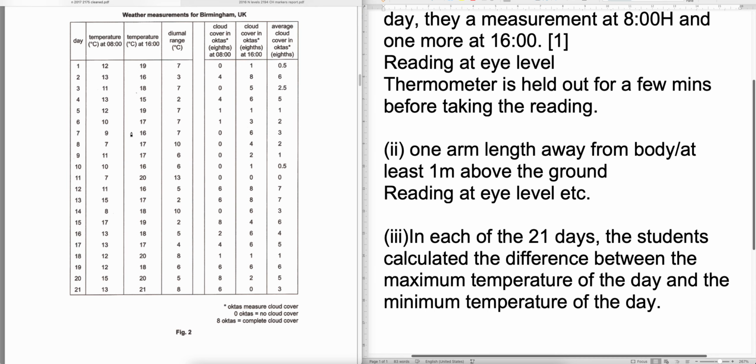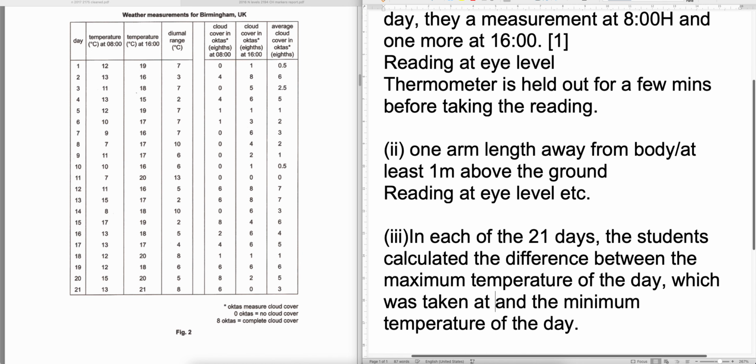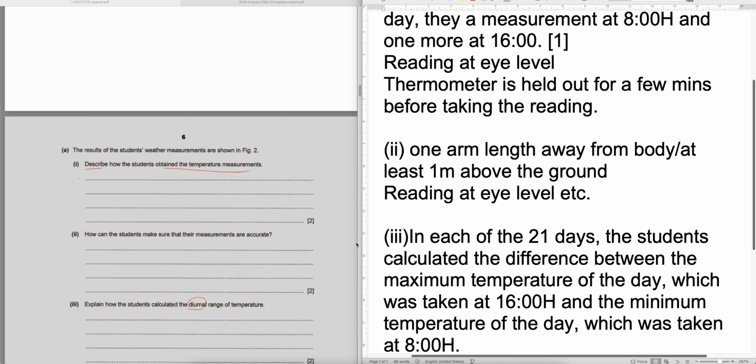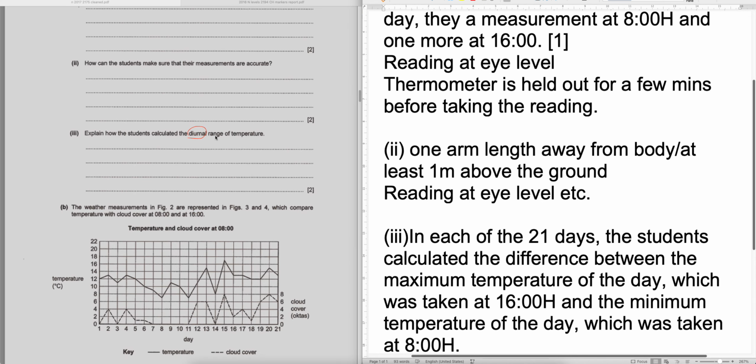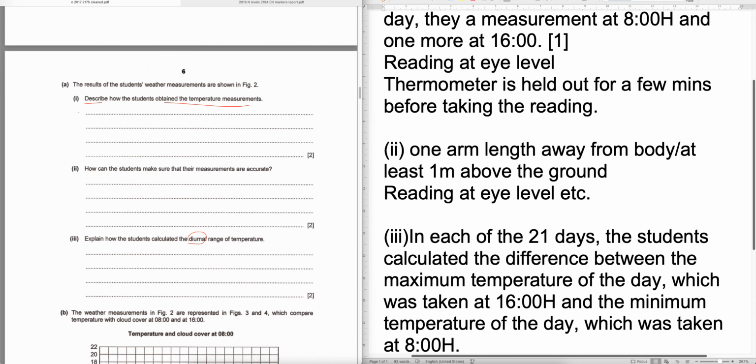And they take the minimum temperature at 8 a.m. So it will be clearer if you mention that this is how they do it. The difference between the maximum temperature of the day which was taken at 4 p.m. and the minimum temperature of the day which was taken at 8 a.m. That would have been a very complete answer to justify the 2 marks here. So that's all for A part 1, 2 and 3.